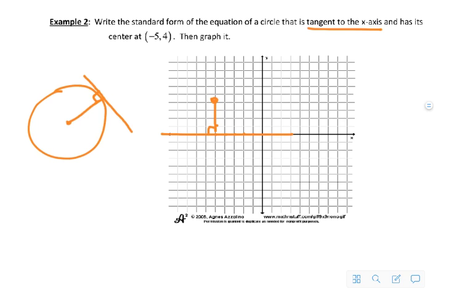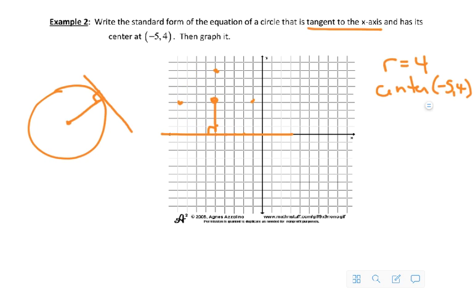Well, that must mean the radius is 4 because the center is 4 units away from the tangent line. So I know the radius is 4. I know the center is at negative 5, 4. Well, that's all you need to know to write the equation of the circle. Now that I know the radius is 4, I'm going to also put a point 4 units to the right, 4 units above, and 4 units to the left.